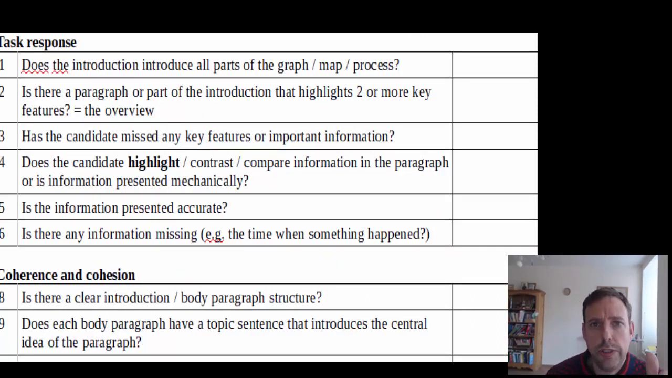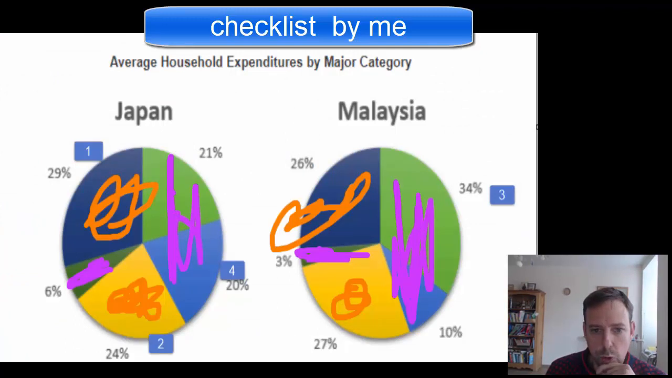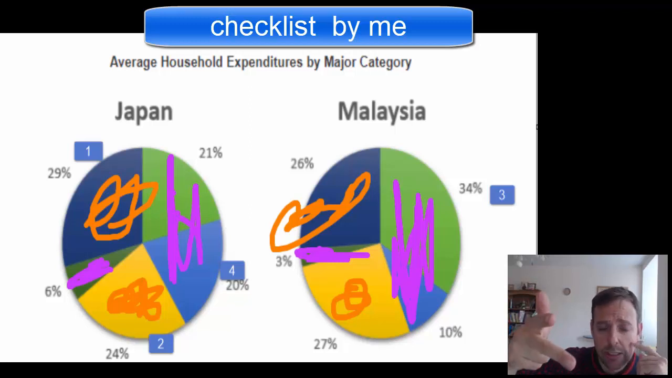Okay, now we're going to have a look at a sample answer, and I suppose mark it according to a checklist that I have here. This checklist is based on the official IELTS criteria, and you've got task response. That's how well you answer the question. So, does the introduction introduce all parts of the graph? So if you can remember, all parts of the graph, you've got Japan, you've got Malaysia, its average household expenditures, you've got the year 2010, and you've got the different categories. How many categories are there? So let's have a look at an example answer.